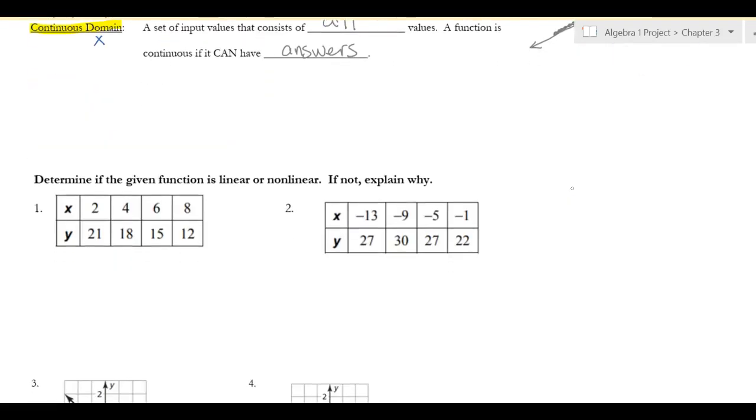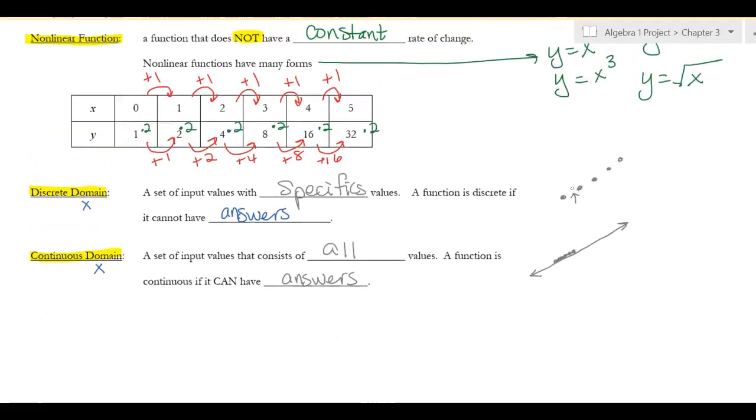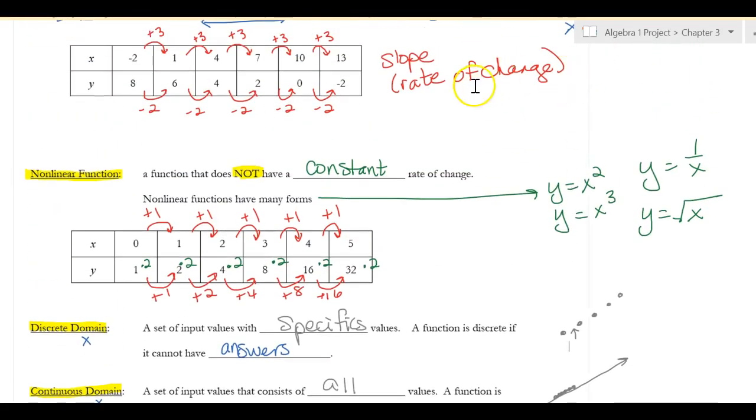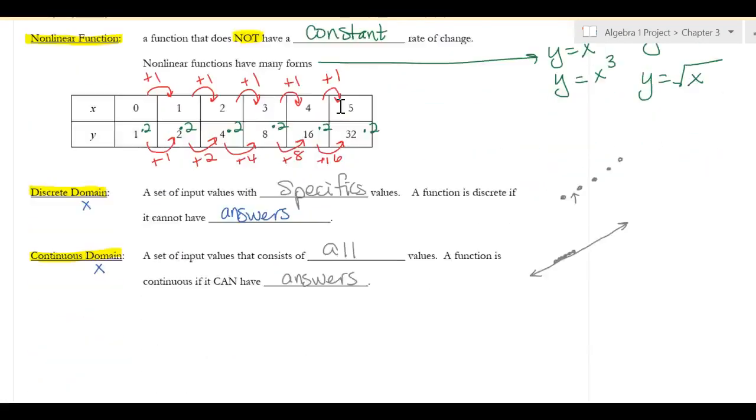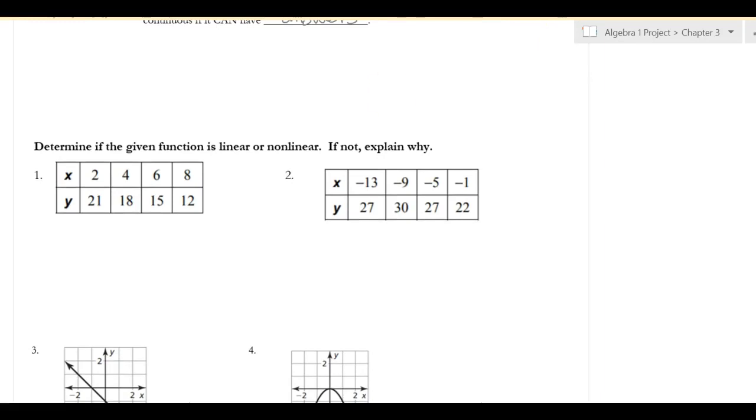All right, so let's see if these are a function. So what I want you to do is find the constant rate of change for the x's and for the y's. And if they both have a constant rate of change, then it's a yes. So go ahead and try that, and when you think you're ready, press play.